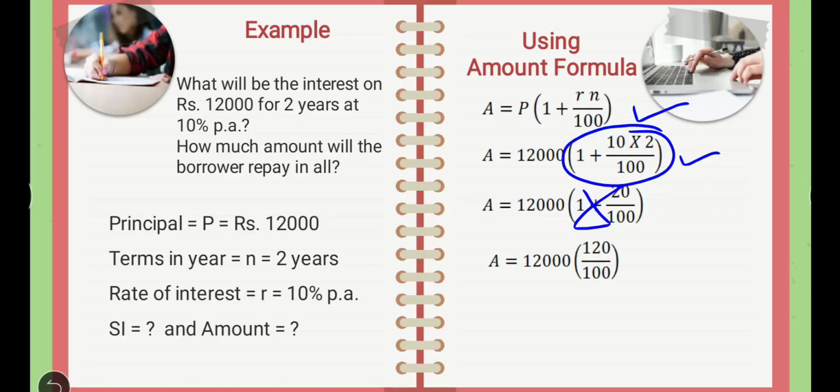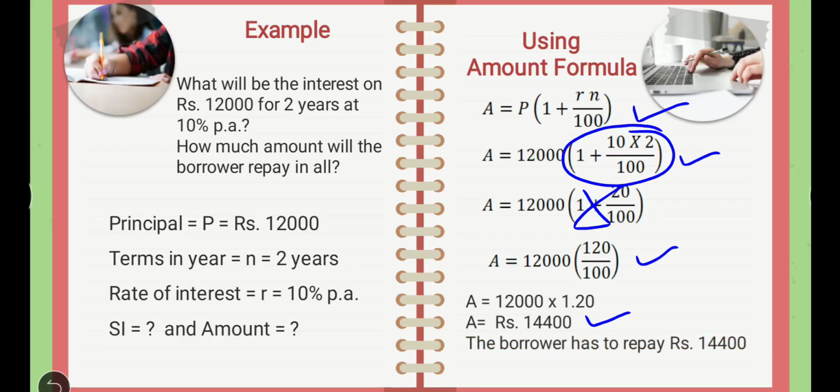So amount is equal to 12,000 into bracket 120 divided by 100. So 12,000 multiplied by 1.20. So the amount is equal to 14,400, which is exactly equal to the previous answer. So the borrower has to repay rupees 14,400 in all. So we can calculate amount directly by using this formula in this way.